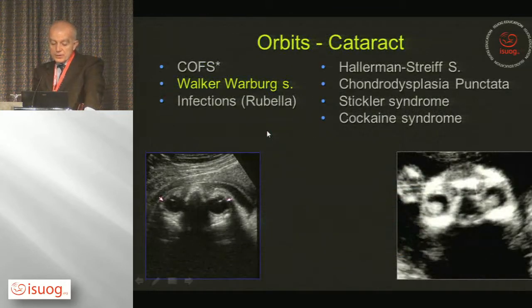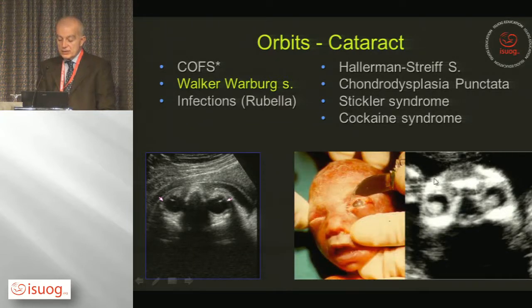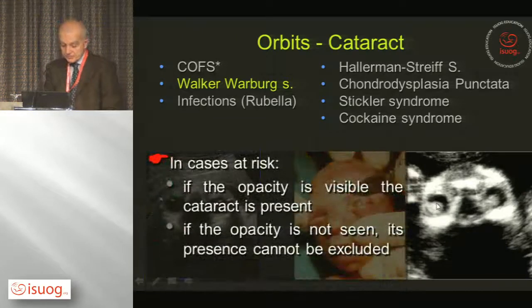If we move forward to the orbits, we have the cataract, opacity of the lenses. Also, it may be associated with some syndromic condition, but also with some infection. In this case, it was a recurrent case of Walker-Warburg syndrome in which there was not the known hydrocephaly or lissencephaly because it was in the second trimester, but still the only sign of a recurrent Walker-Warburg syndrome in this case was a bilateral, quite clear evidence of cataract.